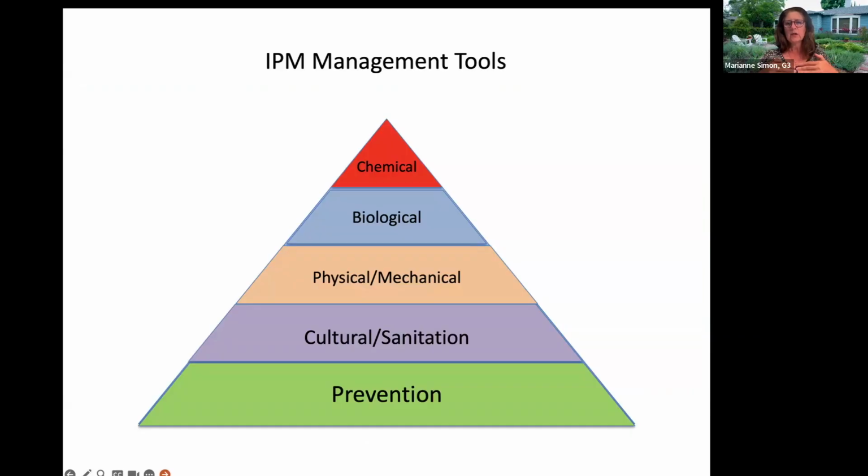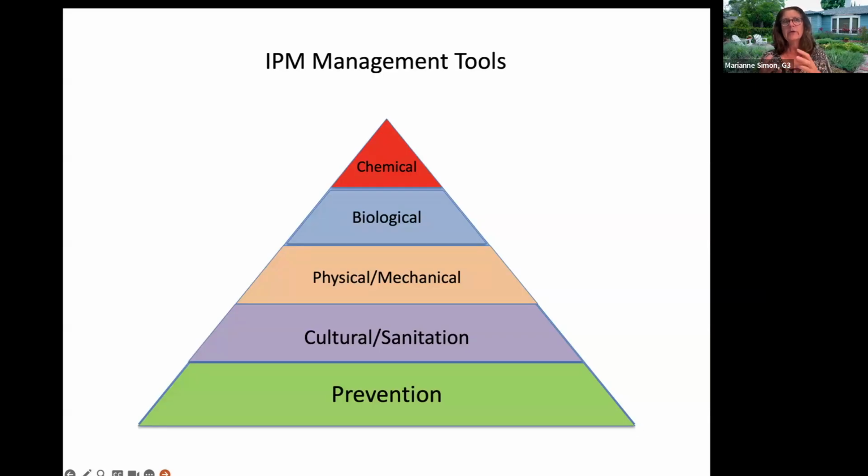So here are the management tools for integrated pest management, and it starts out with really sort of the most general, the least work, the least toxic, and the greatest impact. So we start out with prevention, which is again, what can you do to keep this from becoming an annoyance or a problem?